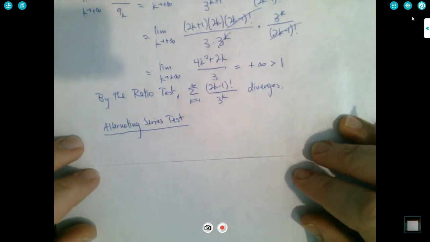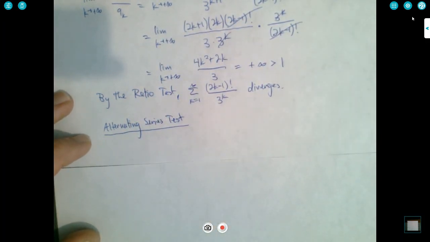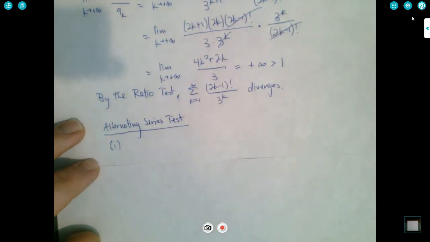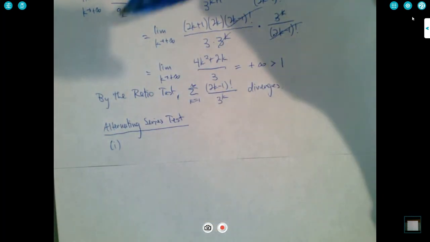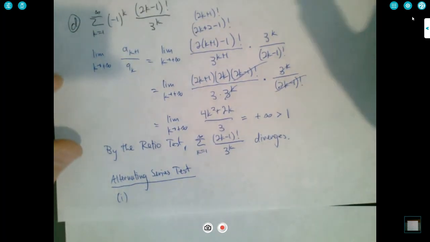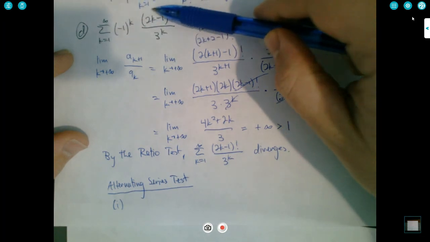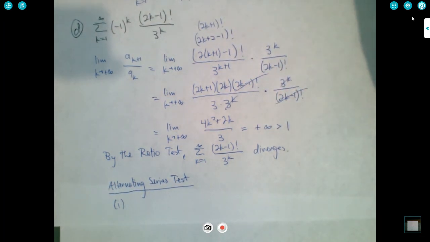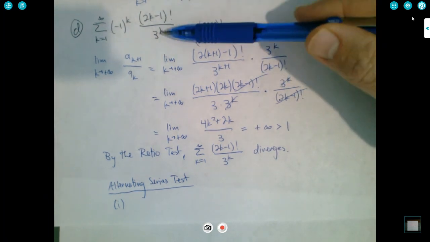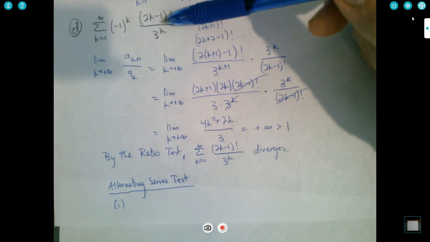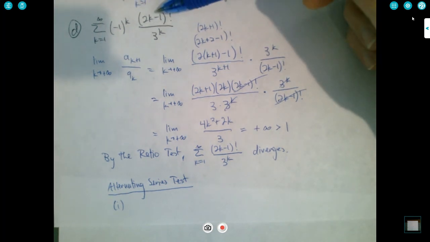Alternating series test. There are two conditions to check. First of all, we need to make sure that these terms are eventually decreasing. And I don't think they are. I think that's the problem, right? I think that's why the thing diverges to begin with, because check it out.